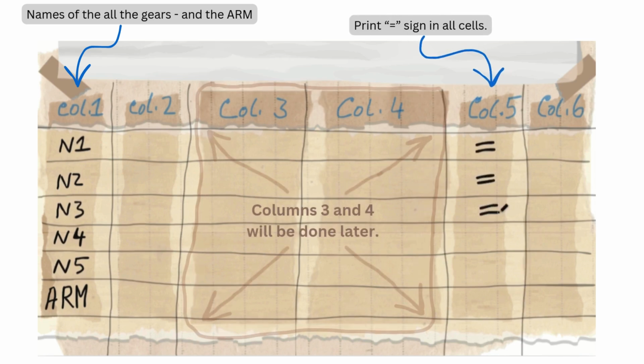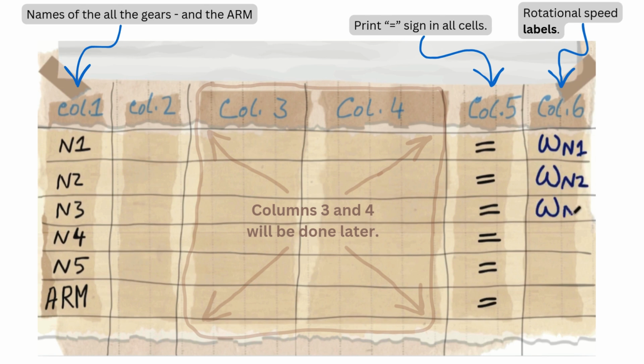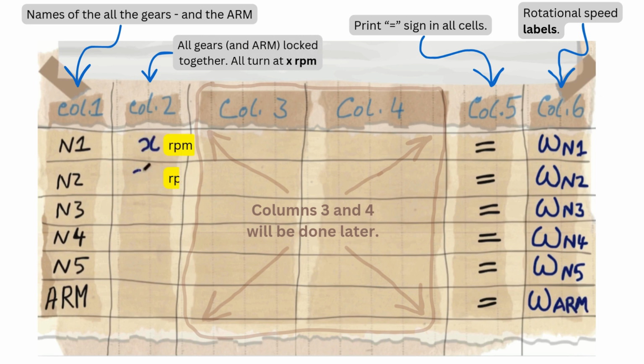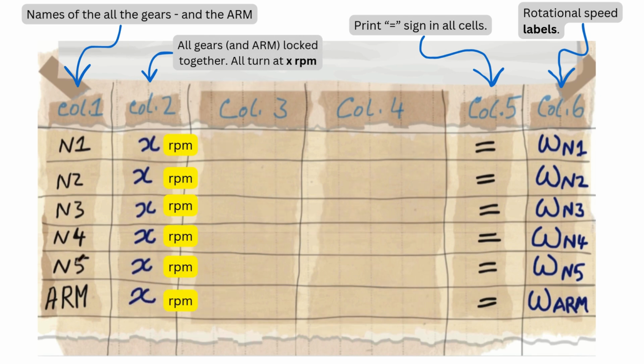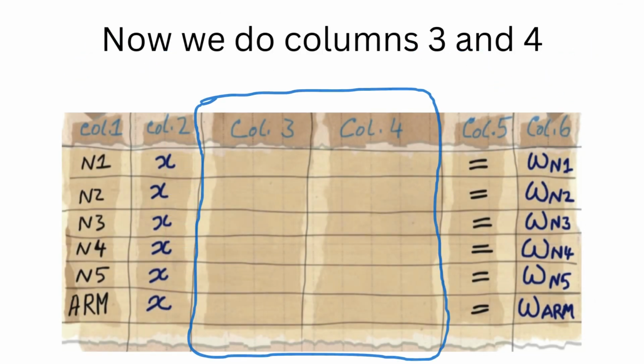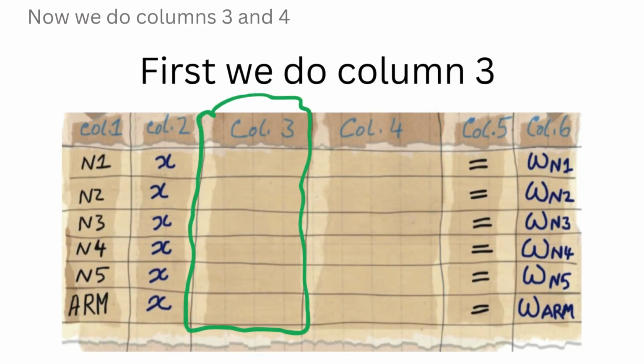Column 5, equal signs in every cell. Column 6, the rotational speeds of all the gears and the arm. Just the labels. Column 2, give every gear X RPM. First, we do column 3.